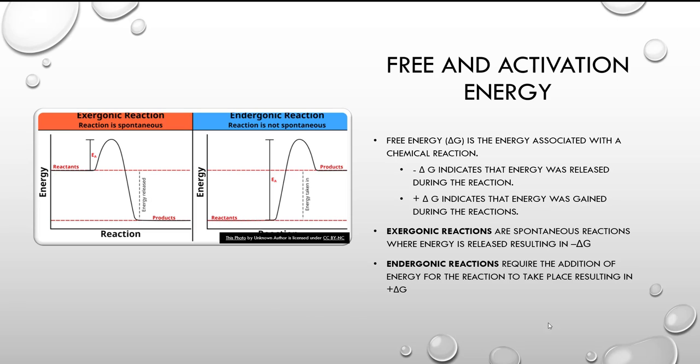The opposite of that is an endergonic reaction. An endergonic reaction means that we don't have hardly any energy to begin with. So we have to add energy to get the reaction to take place. Then we end up with products that have more energy than what we started with. So this is not a spontaneous reaction. This requires energy to take place.